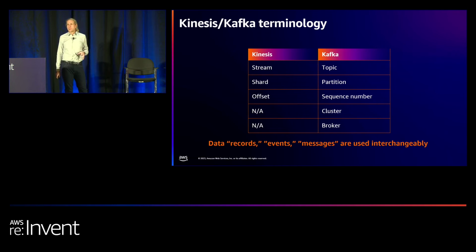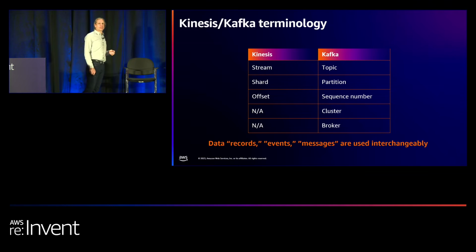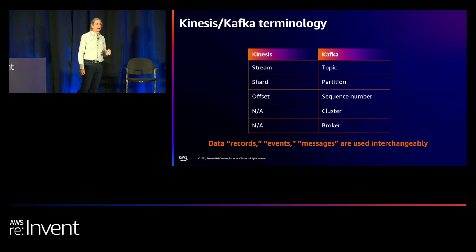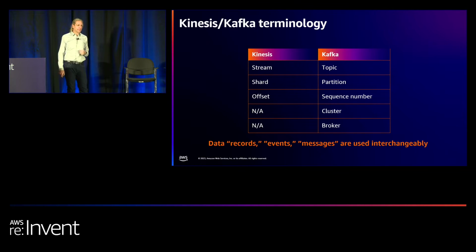So we've talked about a whole bunch of the technology, and I landed up confusing you myself anyway. So just to reiterate, a stream and a topic for Kinesis and Kafka are pretty much a similar thing. A shard and a partition, you can think of the same thing. An offset and a sequence number, similar kind of things.